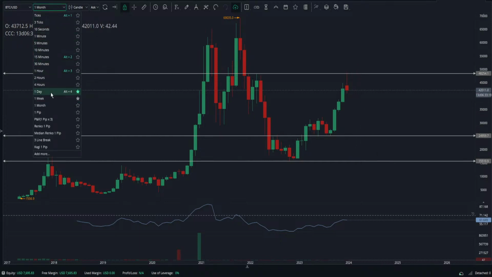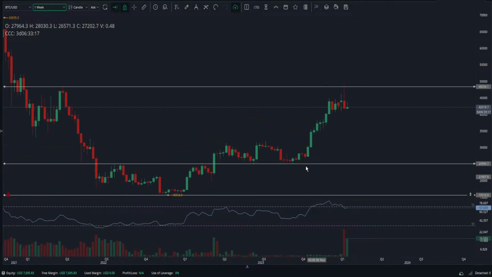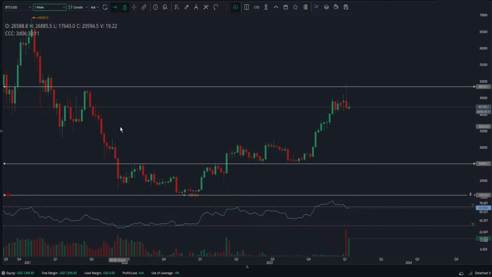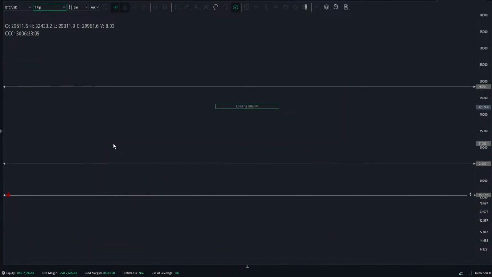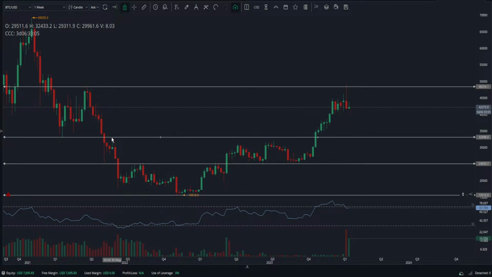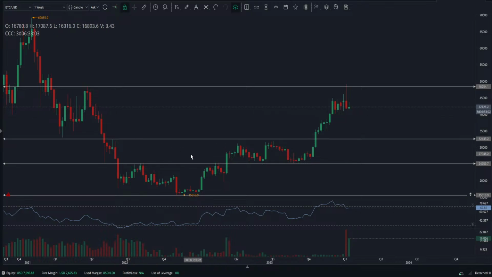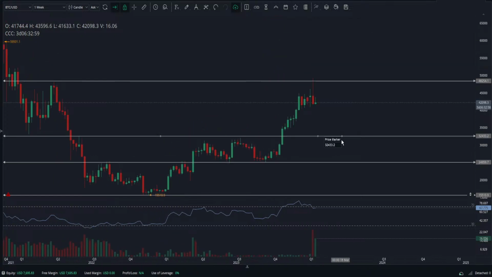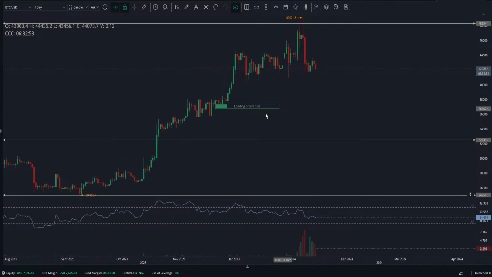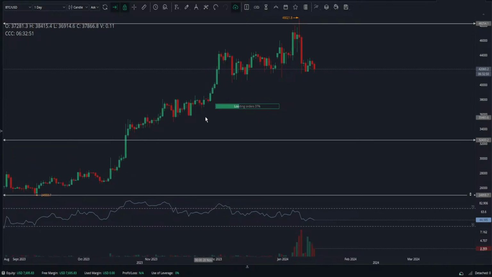If I switch to weekly, let me check what was the last time it made a low. Okay, no low on the weekly also. But here there is an important high. This is a broken resistance, so now it may turn into support. If you go to daily, okay, so daily we have multiple things to see.